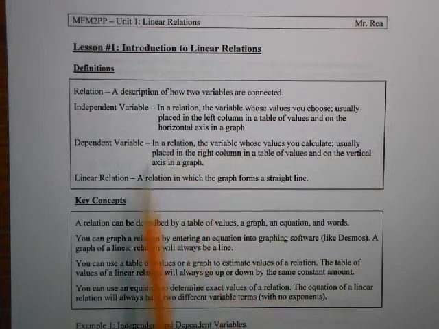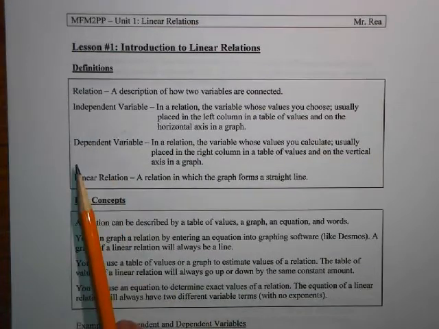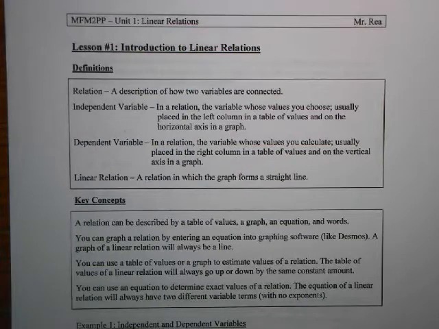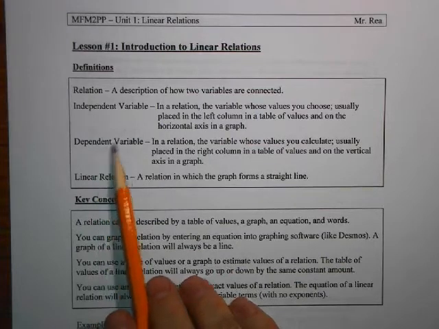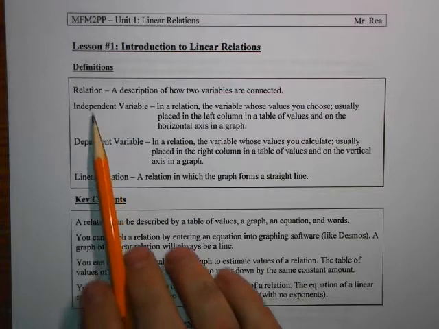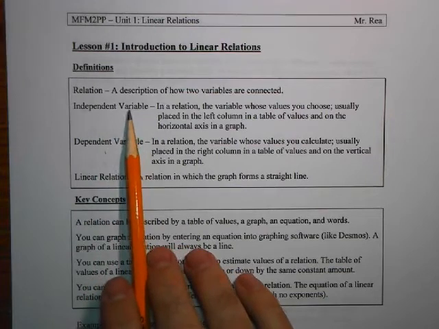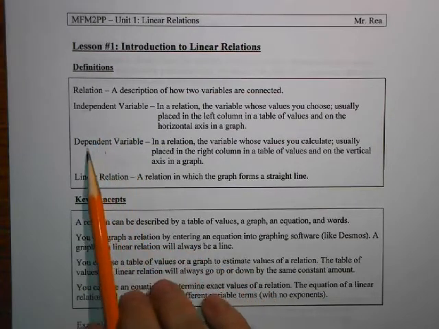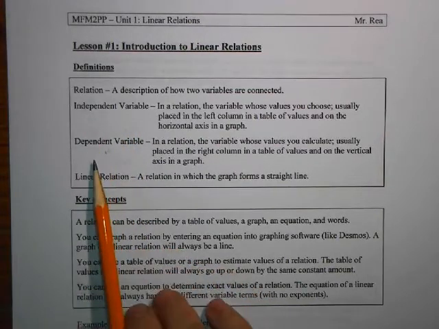Now, anytime you have a relation, you have two different variables. Most of the time, one of the variables depends on the value of the other variable. We call that variable the dependent variable. It depends on the other variable. And the other variable doesn't depend. It's independent. It could be by itself if it wanted to be. It's kind of like an adult and a baby. A baby depends on its parents, whereas the parents don't really depend on the baby.